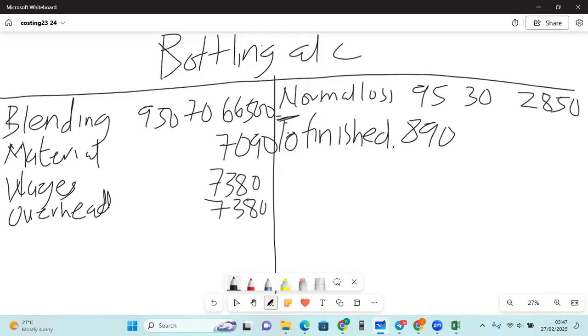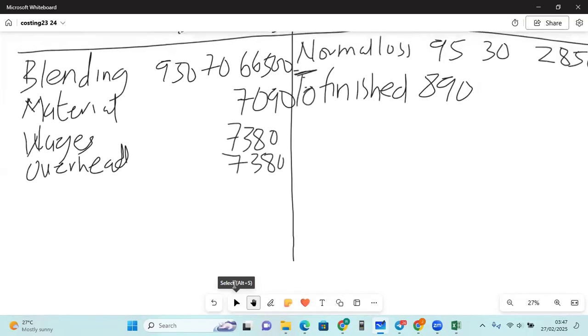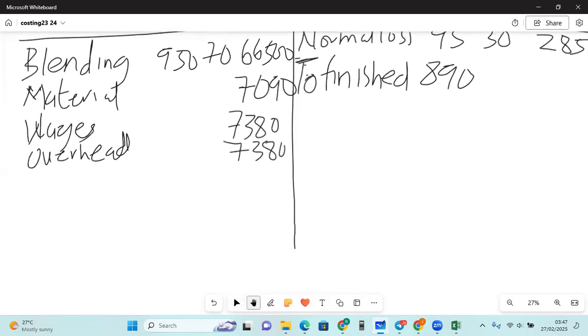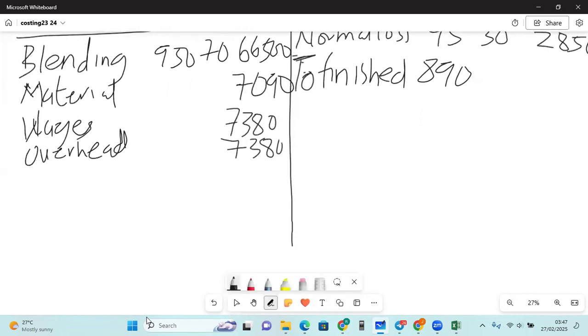But here is the case. We had 890. So there's an abnormal gain, right? We have to compute that. Normal gain will come in, but abnormal gain will be here, at the debit side. So abnormal gain is here.